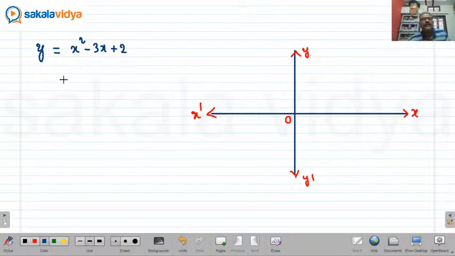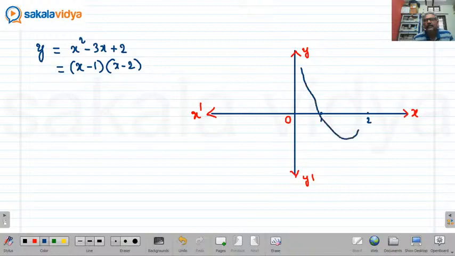We need to draw the figure. We can write this as x minus 1 into x minus 2. So the zeros of this polynomial are 1 and 2. That means at 1 and at 2 it cuts the x-axis. So you will get a parabola like this. The point 3 will be here.